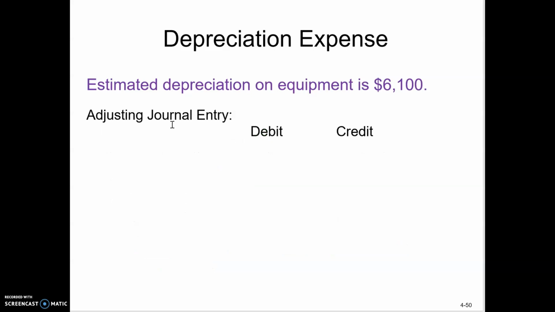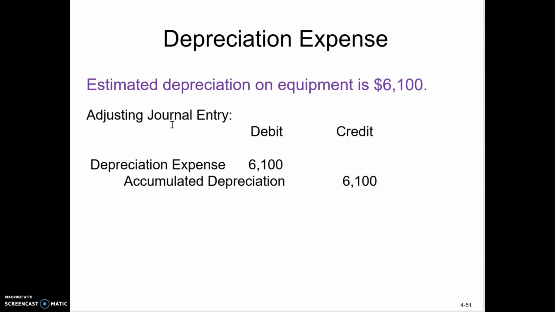The way we record that in the adjusting entry, we debit depreciation expense and we credit accumulated depreciation. So we're not going to credit the truck. We're not going to bring the truck's balance down by $6,100, or actually in this case it's equipment. We're going to have an accumulated depreciation account, $6,100 equipment.